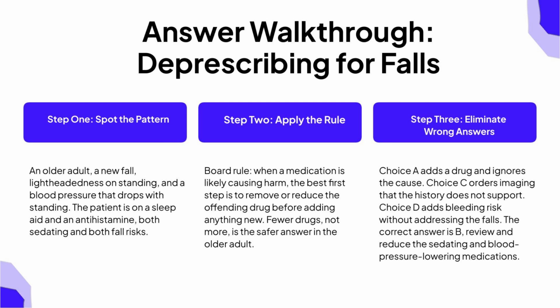The rule you must carry into the exam is this: when a medication is likely causing harm, the best first step is to remove or reduce the offending drug before you add anything new. In the older adult, fewer drugs is almost always the safer answer than more drugs. Step 3. Eliminate the wrong answers. Choice A adds a drug and ignores the actual cause. Choice C orders brain imaging that the history simply does not support. Choice D adds bleeding risk without doing anything about the falls.